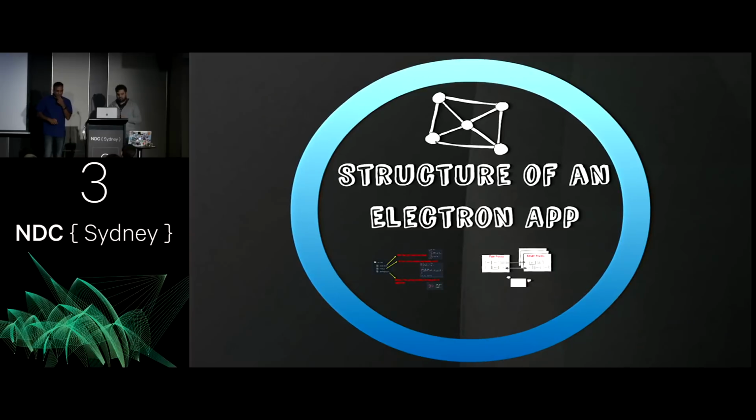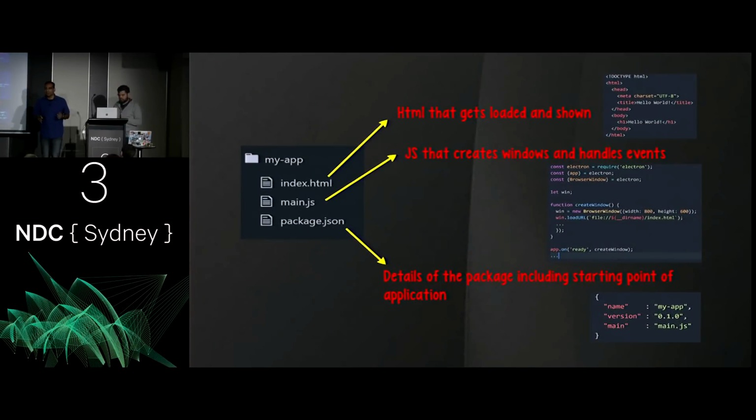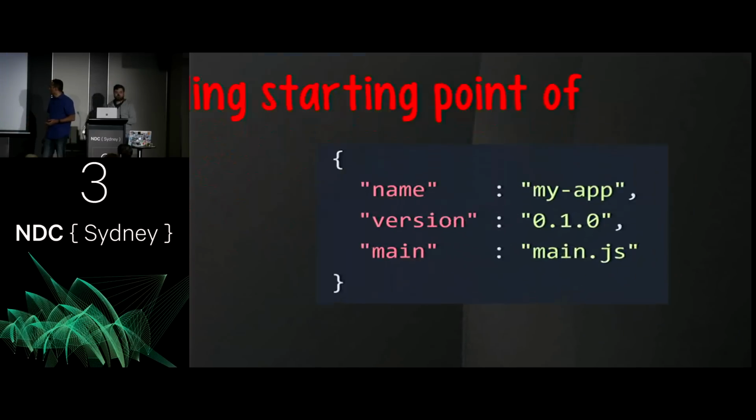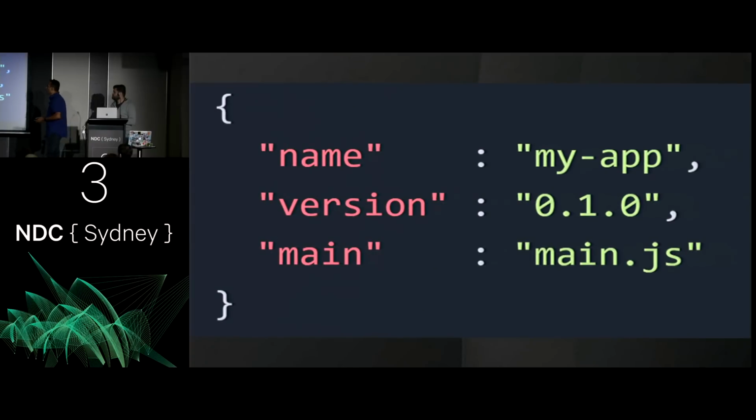How does the structure of an Electron application look? Let's quickly look at a very simple Hello World application on Electron. It consists of three components, three files, if I can call it that. If you are familiar with Node, you probably recognize package.json. The package.json file contains effectively nothing more than the name of the application and the entry point for the JavaScript file, where the application needs to start.